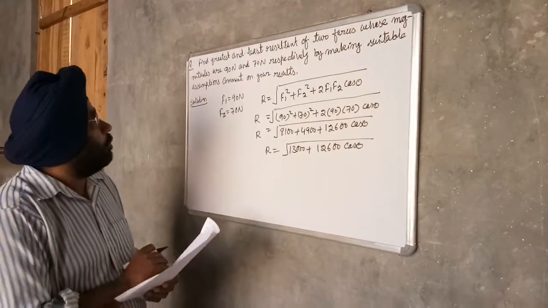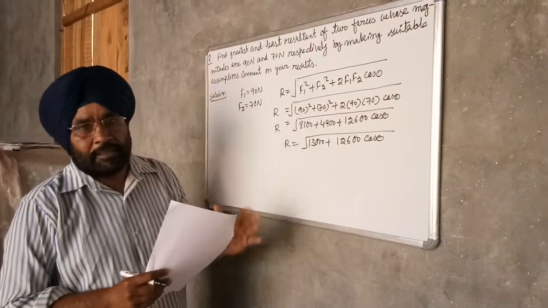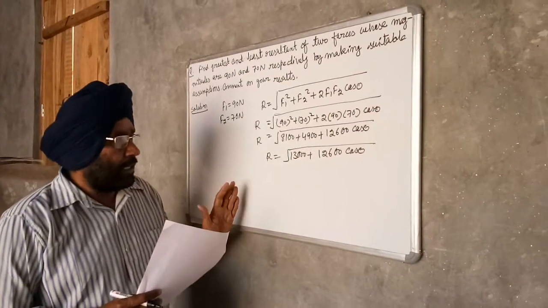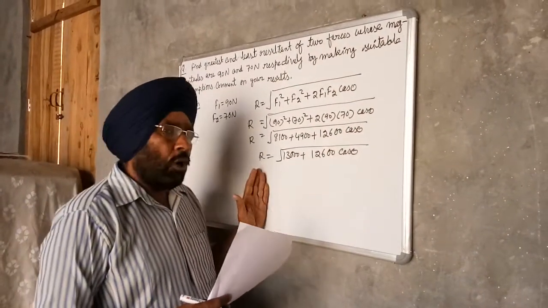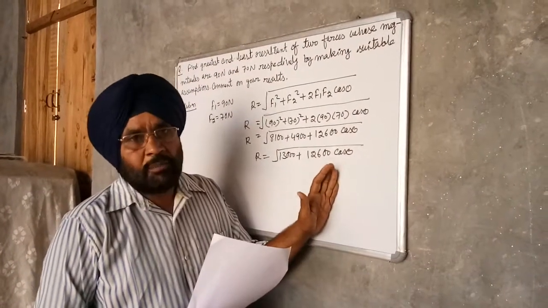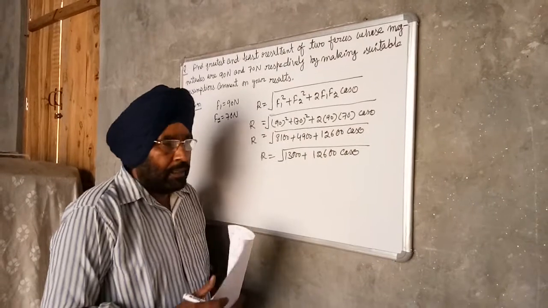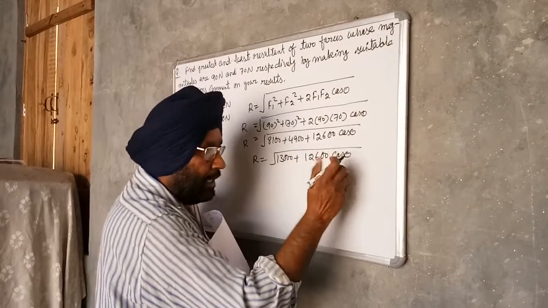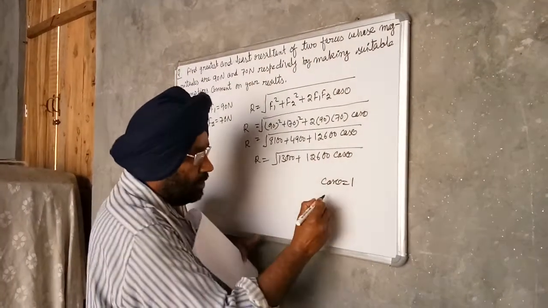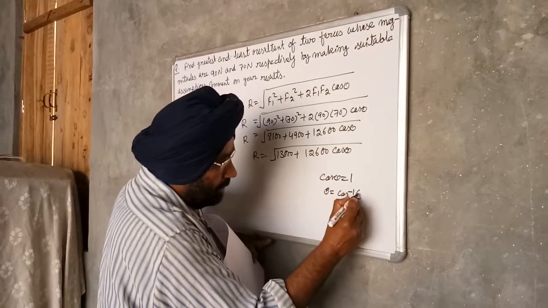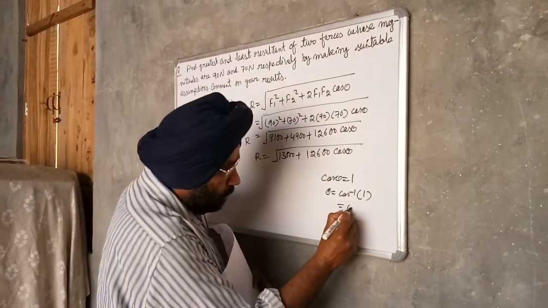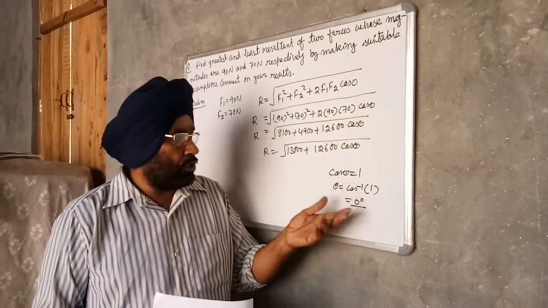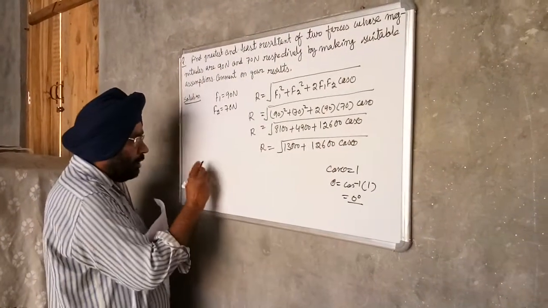So the question is we have to find the greatest and least resultant. Greatest means the maximum value of the resultant force and least means the minimum value of the resultant force. So in this equation the value of R is maximum when cos theta is maximum. The maximum value of cos theta is 1. So it means theta is equal to cos inverse 1, so theta is equal to 0 degree. Put this value of cos theta in this equation, and we get the maximum value of the resultant force.